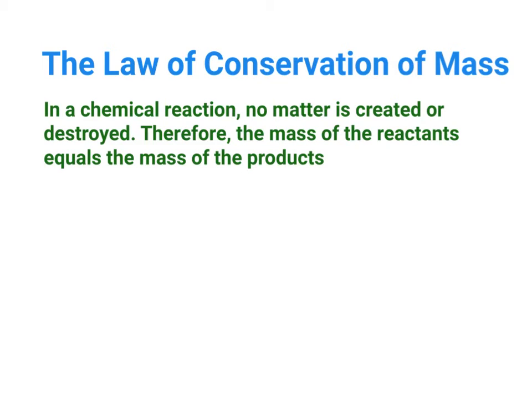As I said before, we don't actually add any atoms, we don't take away any atoms. This is known as the law of conservation of mass. What it really says is that in a chemical reaction, no matter is created or destroyed. Therefore, the mass of the reactants equals the mass of the products. It's often written as mass of reactants, MR, is equal to mass of products, MP. There are some practice problems for you to work on this. I want to show you one practice problem, and then we'll go from there.